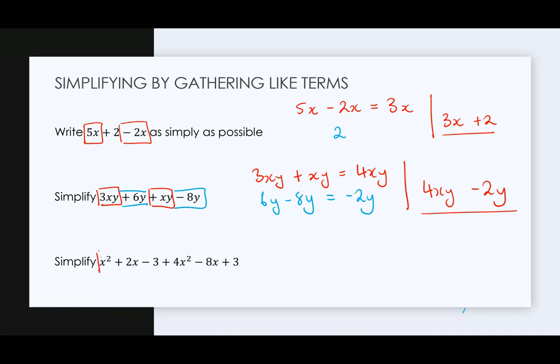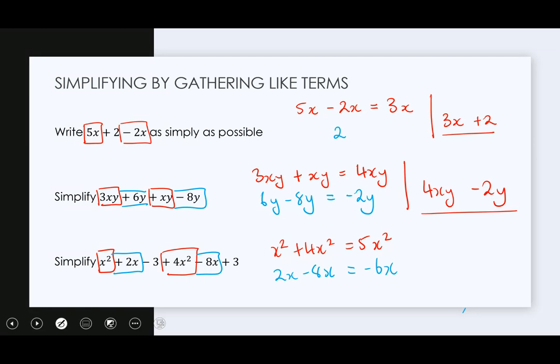Lastly, we have our x squareds, which are different to positive 2x and minus 8x because they have a different combination of powers. So that's x squared plus 4x squared, which equals 5x squared. Then we have positive 2x and minus 8x, which gives us minus 6x.